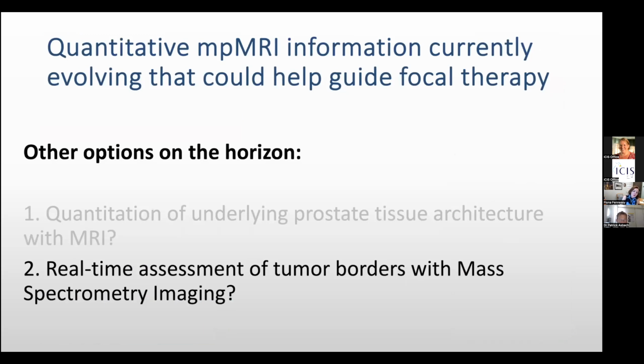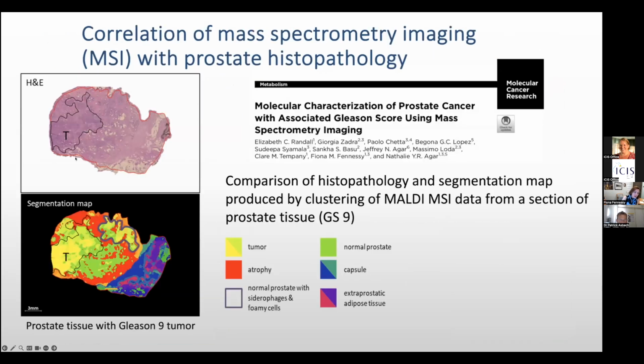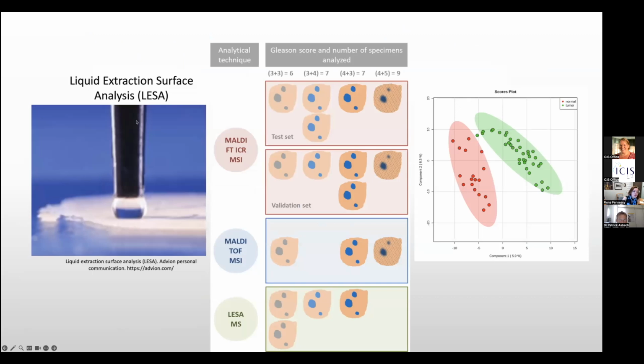So we all know mass spectrometry, and the clustering of the different scores that you can get from it can actually correlate quite nicely with tumor. So here's an H&E section, and here are all the different metabolites that you can extract and measure with mass spectrometry. What is nice is that in some centers now, you can do this pretty quickly.